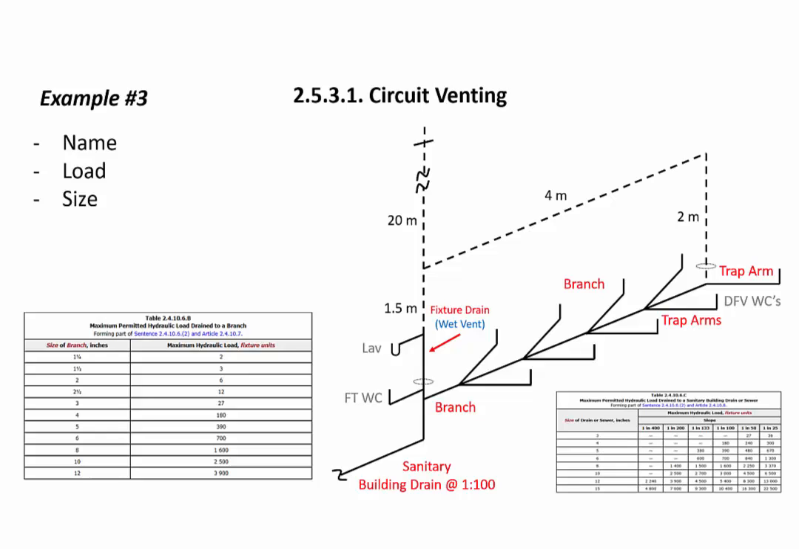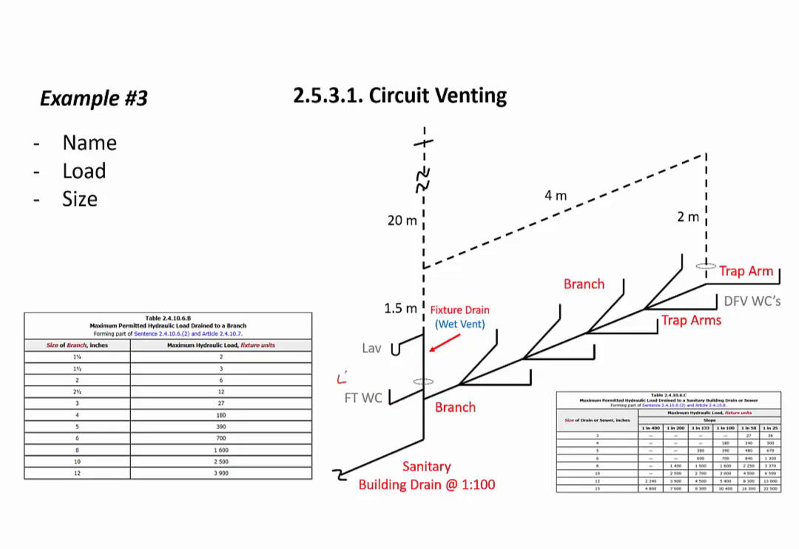Okay, so here's all our names. We've got the main branch itself. All of these trap arms, 9 of them, are connected to the branch. The most upstream one has the circuit vent originating from it. And this system down here we're going to use again as our relief vent. So the fixture drain for the lave is acting as a wet vent directly for this flush tank water closet.